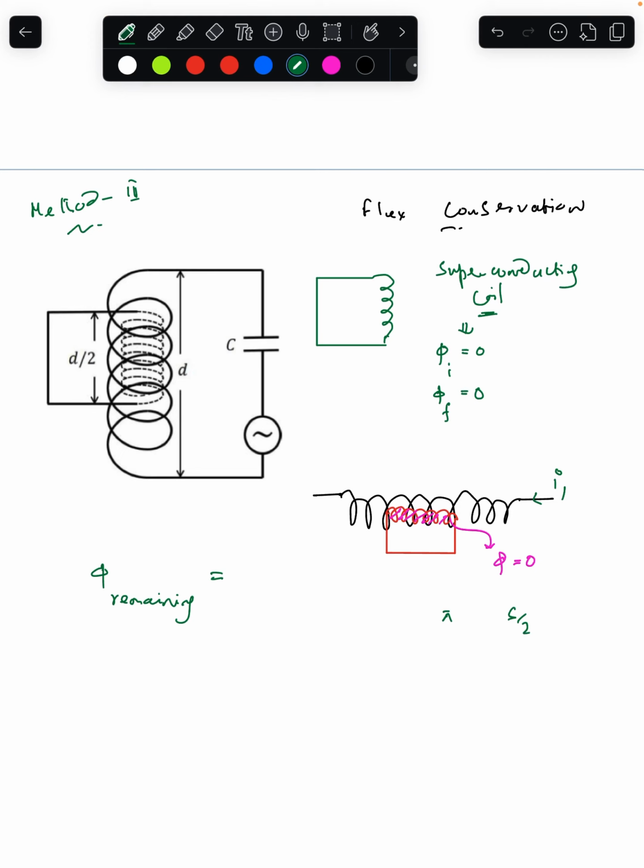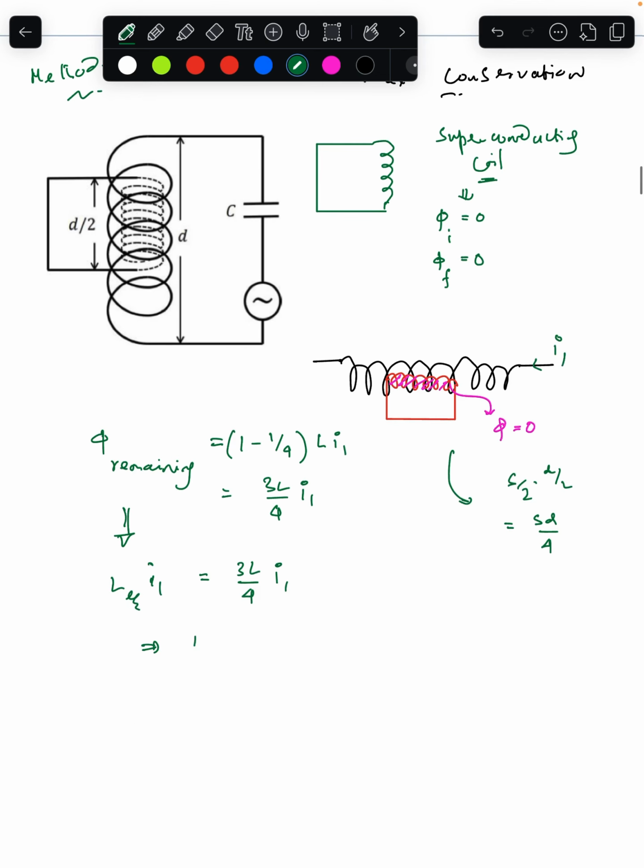The cross-sectional area was S by 2 and the length is also D by 2. So here the volume becomes how much? Volume becomes S into D divided by 4. So this smaller volume is actually 1/4 of the original volume. So the remaining portion volume will be 1 minus 1 by 4, L into I1. So this becomes 3L by 4 into I1. Now phi remaining, if I want to point out as L equivalent into I1, is equal to 3L by 4 into I1. So directly by using the conceptual analysis, you will get L equivalent is equal to 3L by 4.